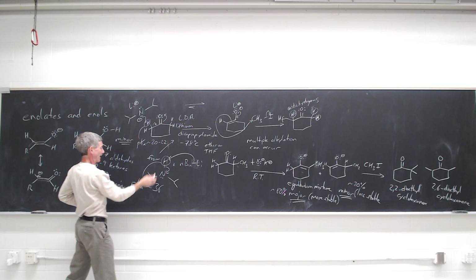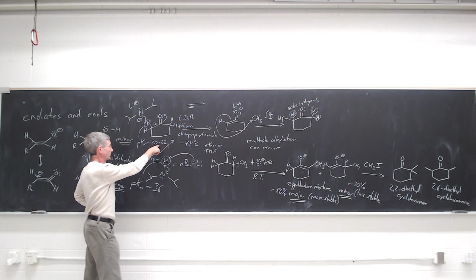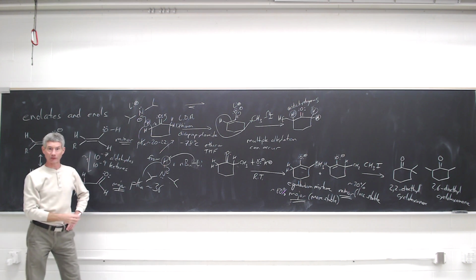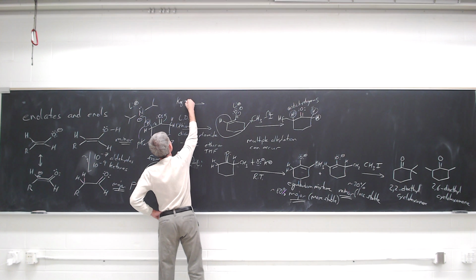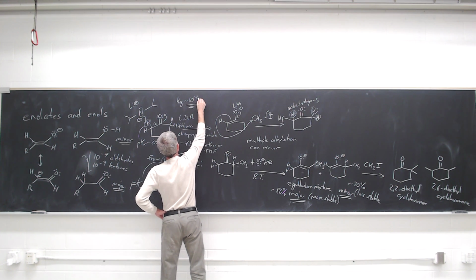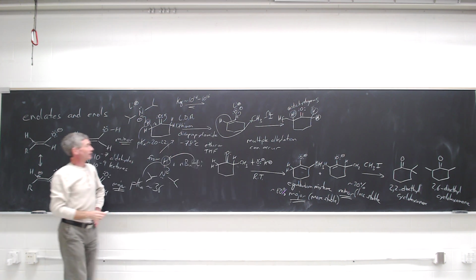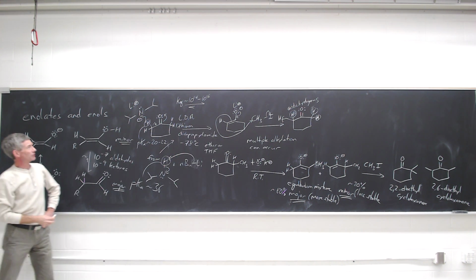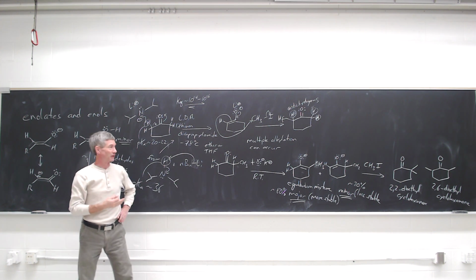This is a much better acid than diisopropylamine, and if we take 20, then the equilibrium constant would be about 10 to the 16. And if we take 22, it would be about 10 to the 14. So we get about a 10 to the 14th to a 10 to the 16th equilibrium constant. That goes to completion, even at minus 78 degrees.